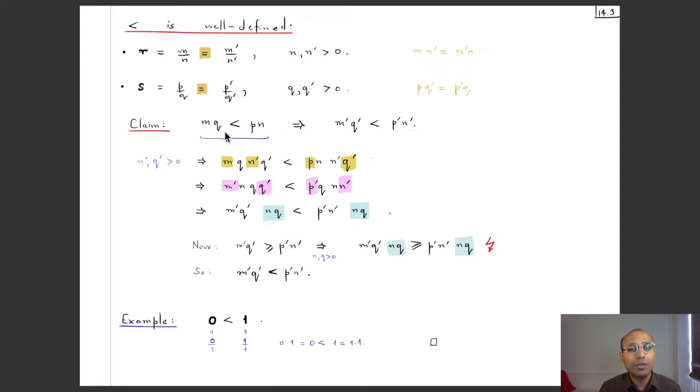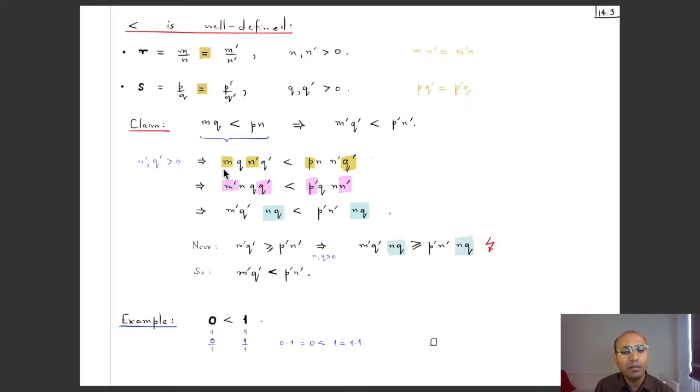Now, since mq is strictly less than pn, and n' and q' are positive integers, we can multiply both sides by n' q', which is also a positive integer. So then you get mq times n' q' is strictly less than pn times n' q', and we have the same order, so the order is preserved. We also know that since m by n is equal to m' by n', mn' is equal to m'n. And similarly, since p, q and p', q' are related, we also know that pq' is equal to p'q.